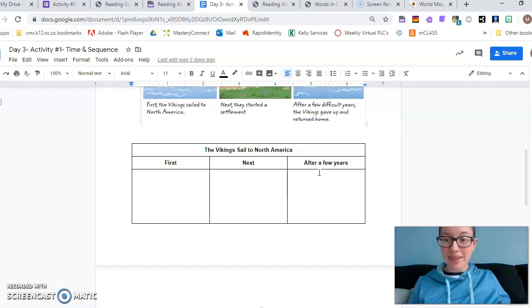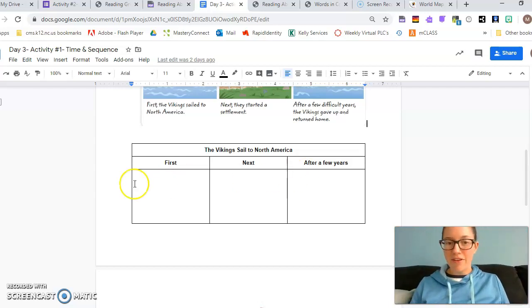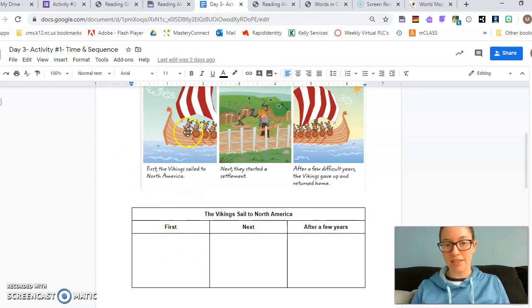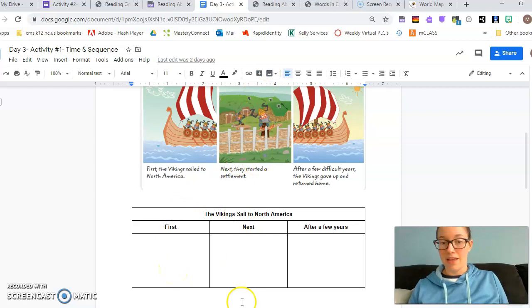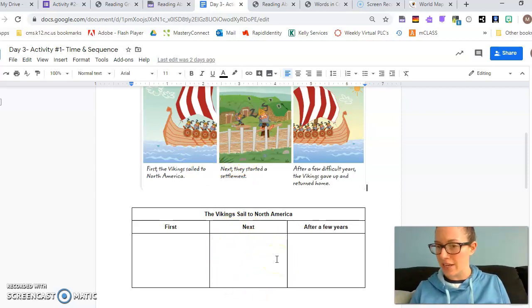Hey, welcome back. Hopefully you paused and filled in your chart, and we'll quickly go over it. You should have found out that first, what the Vikings did was sail to North America. So in your box, you should have written sailed to North America. Then the next thing they did was start a settlement, or you could have said started a village, made a home, right? That was what they did next.